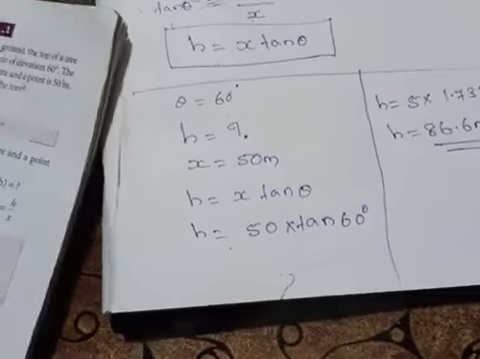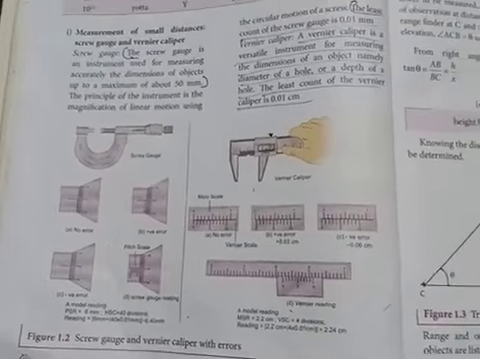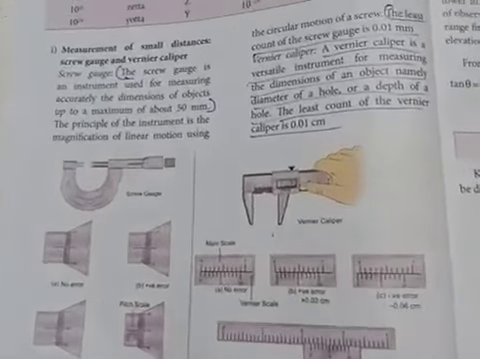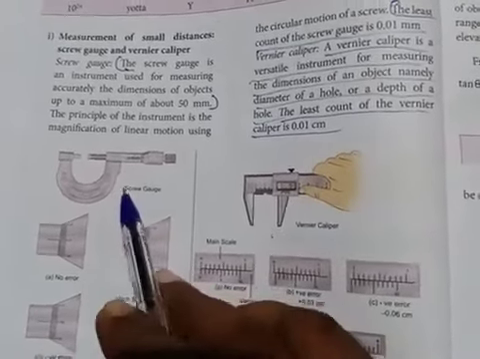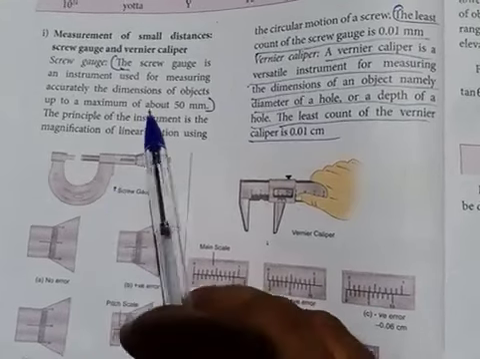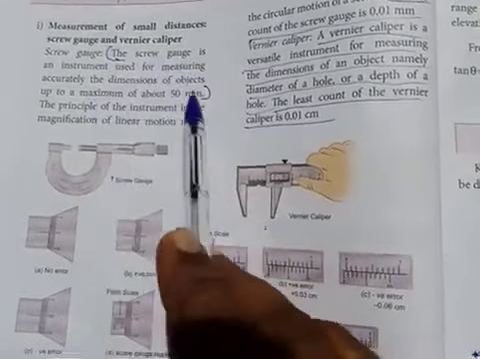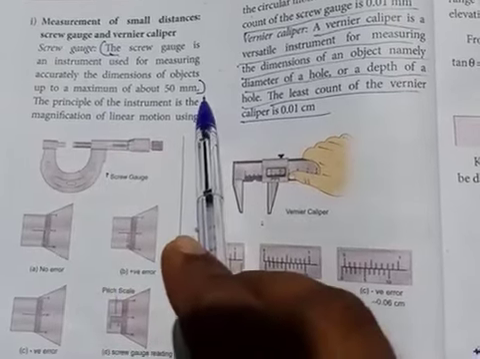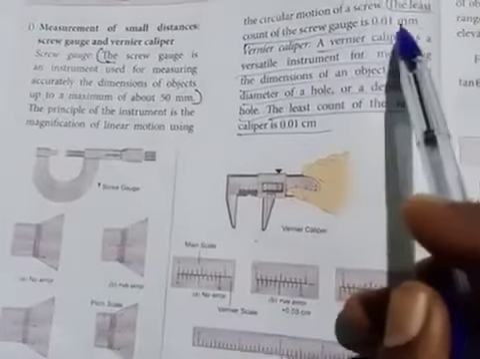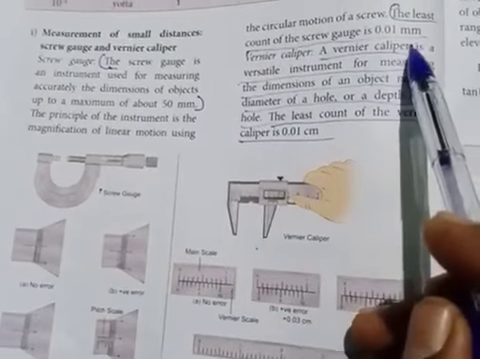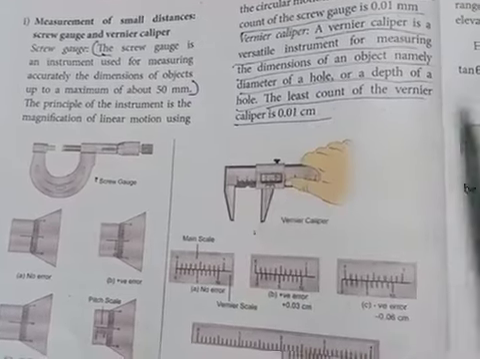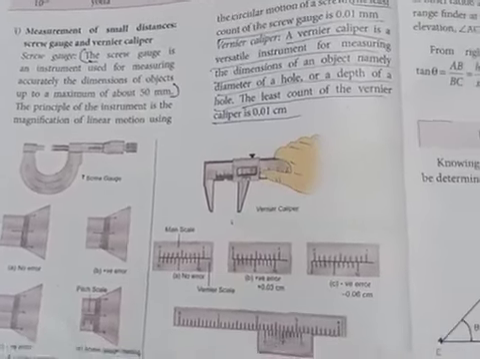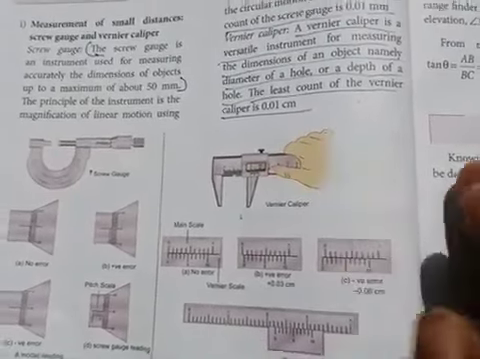So my dear students, again remember that to measure smaller distances we are using the screw gauge and vernier caliper. What is a screw gauge? This is the instrument we used. Screw gauge means measuring accurately the dimension of an object up to a maximum of about 50 millimeter, and its least count is 0.01 millimeter. Vernier caliper is a versatile instrument for measuring the diameter of a hole and depth of a hole, and its least count is 0.01 centimeter.